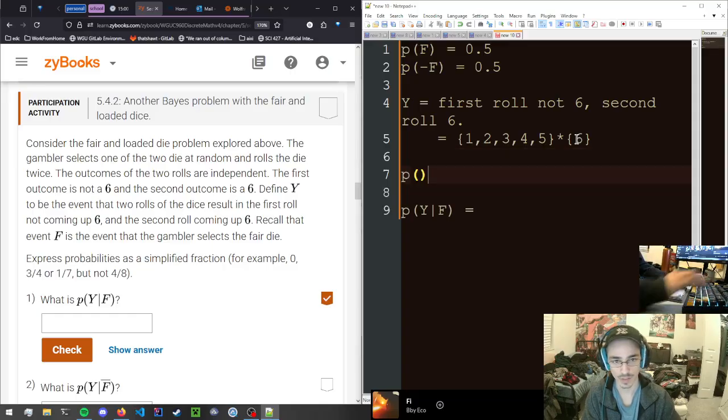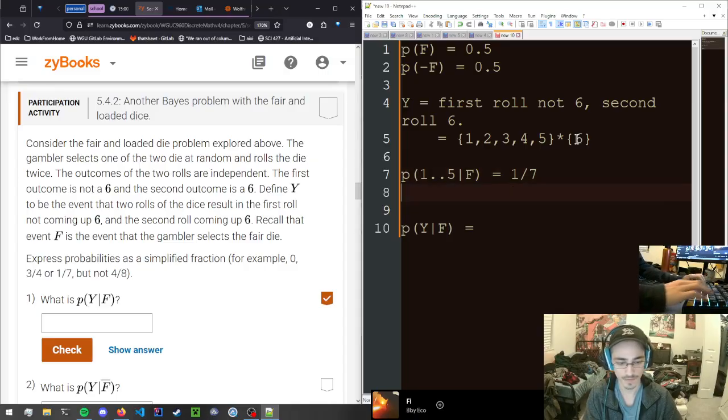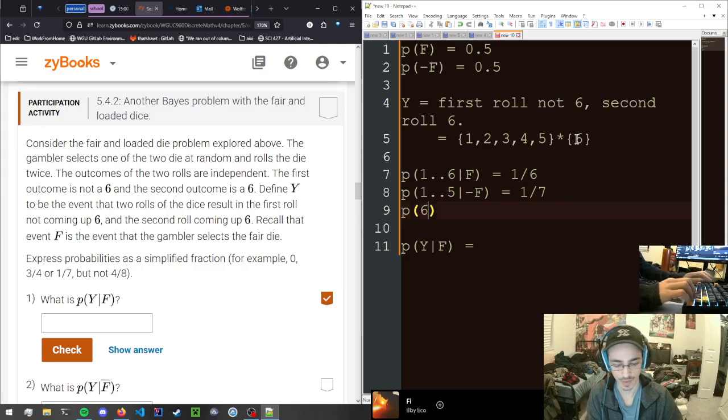Alright, so the probability of rolling a 1 through 5 with the fair dice is 1 over 7, 1 over 6, excuse me. Alright, 1 through 6. And the probability of rolling a 1 through 5 on the not fair dice is 1 over 7. And the probability of rolling a 6 on the not fair dice is 2 over 7.